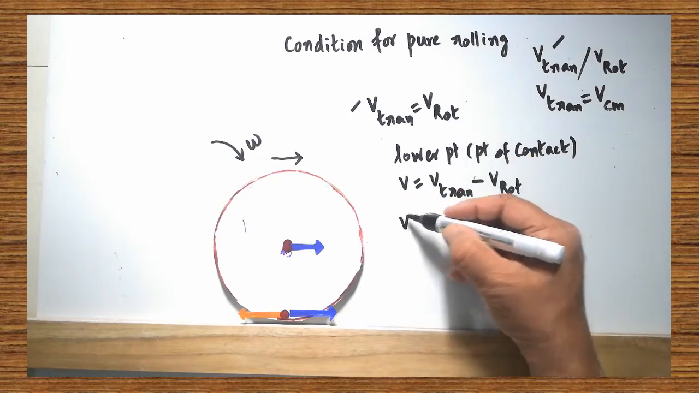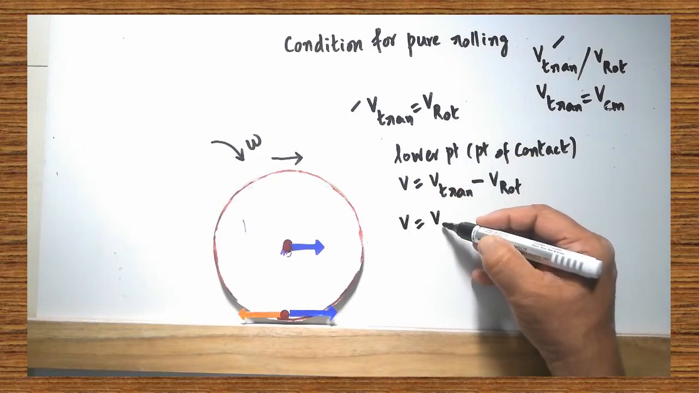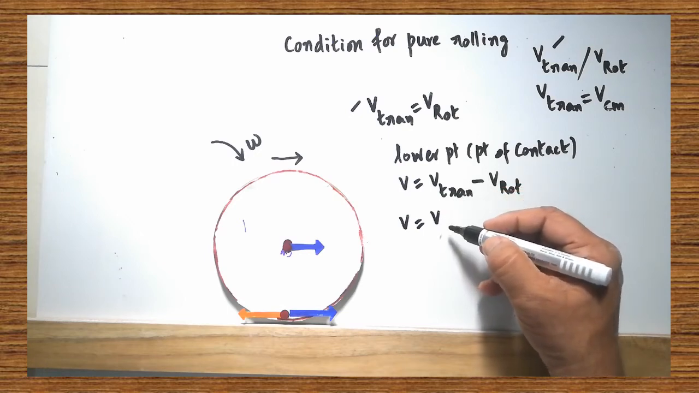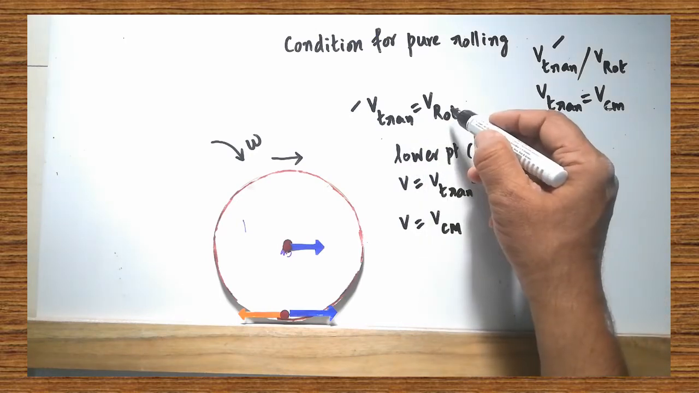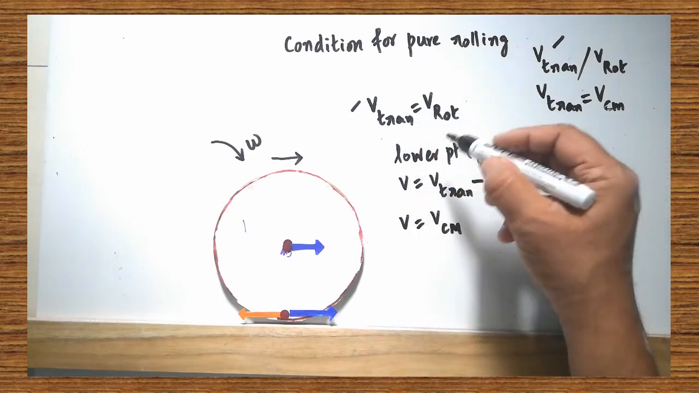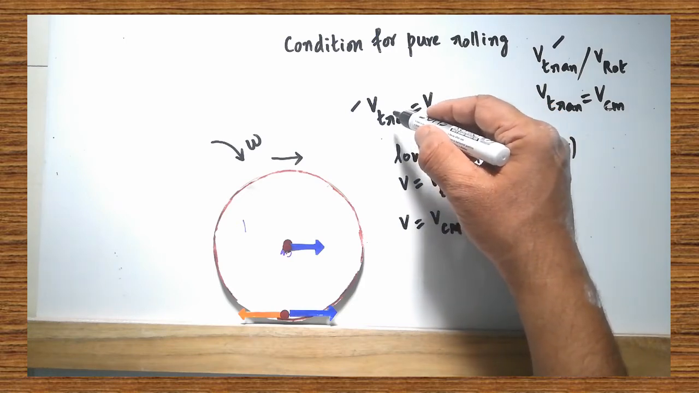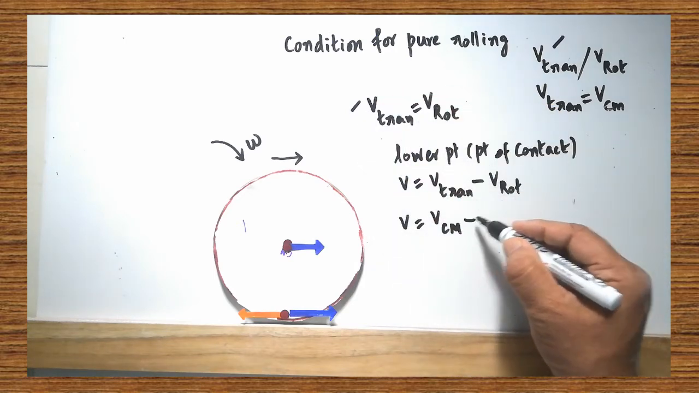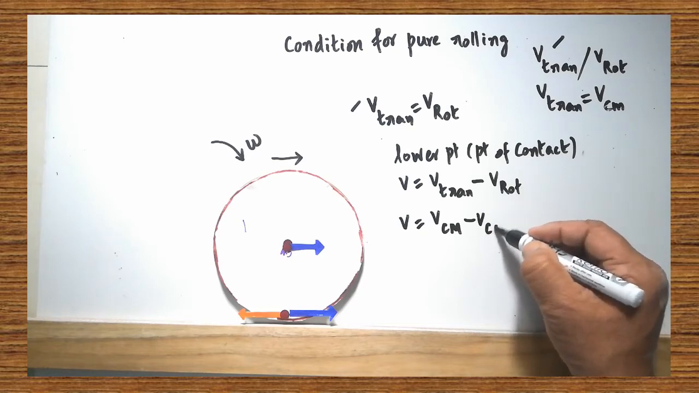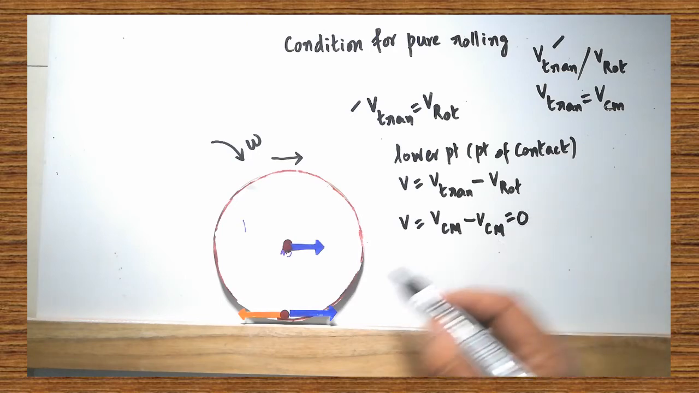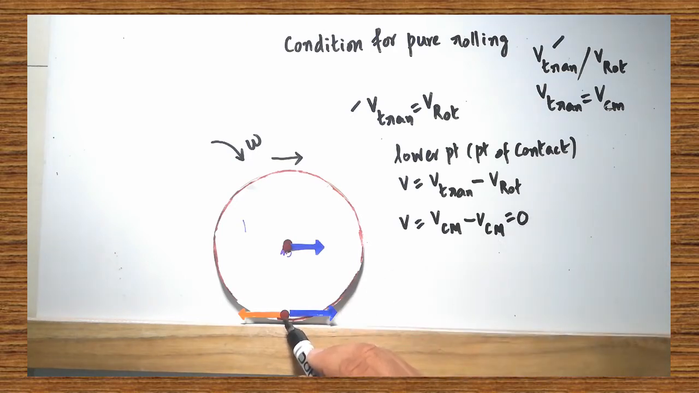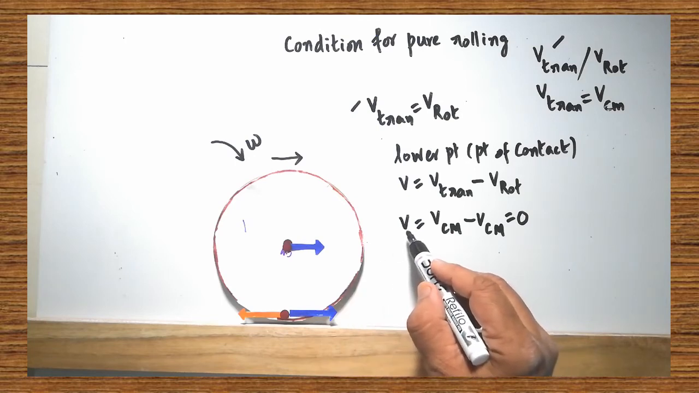Therefore, I can write V is equal to VCM. Instead of V translational, we can write VCM. We can write V rotation is equal to V translational. Therefore, V rotation is equal to V translation, and V translation is equal to VCM. So again I can write, instead of V rotation, VCM. VCM minus VCM is equal to 0. So here for this point, when it comes to the lowermost level, when it is in contact with the point of contact, the resultant velocity will be 0.